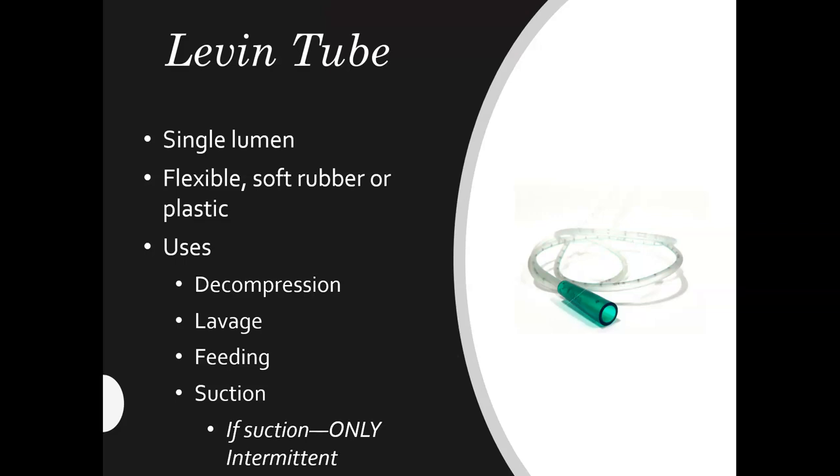So the Levin tube, this is a single lumen tube. It's flexible. It's usually either soft rubber or plastic. Again, this can be used for decompression, lavage, feeding, or suction. If this one is hooked up to suction, it needs to only be intermittently, meaning not continuous, okay? And we're going to talk about why on the next slide. But this is usually just for short term. This is not probably going to be the one that you're going to grab most often.